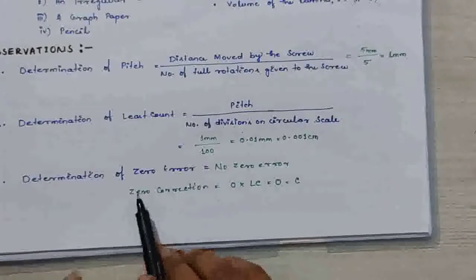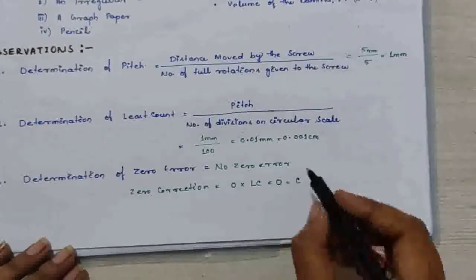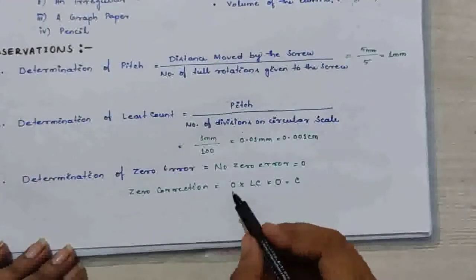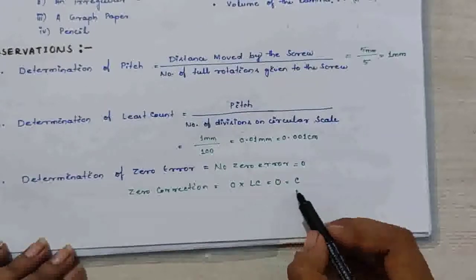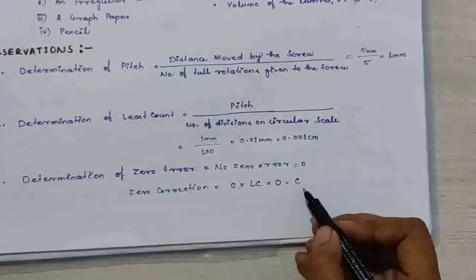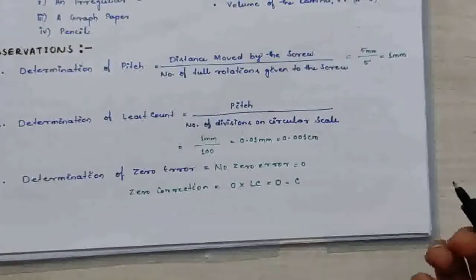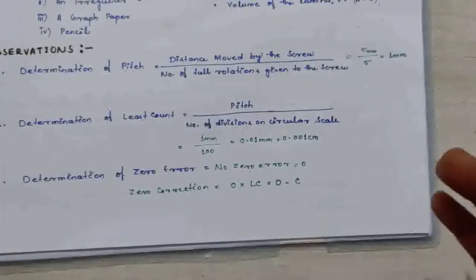and the next part, that is zero correction, which is equal to 0 times least count, which is also equal to 0, which is nothing but equal to C. So we can write zero error as equal to 0, and zero error correction will be 0 times least count, that is equal to 0. Okay, next we will go for the measurement of thickness of the lamina.